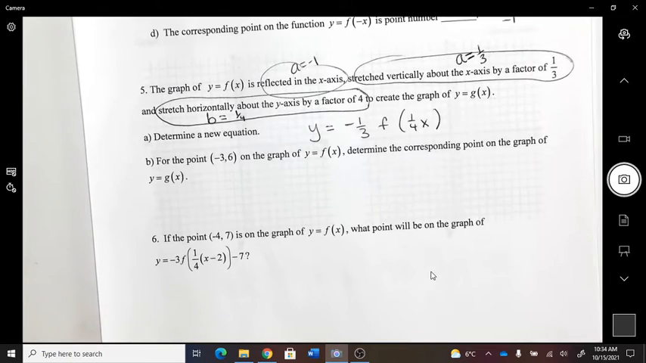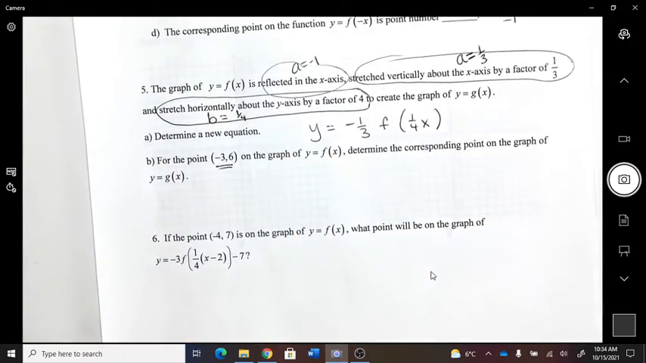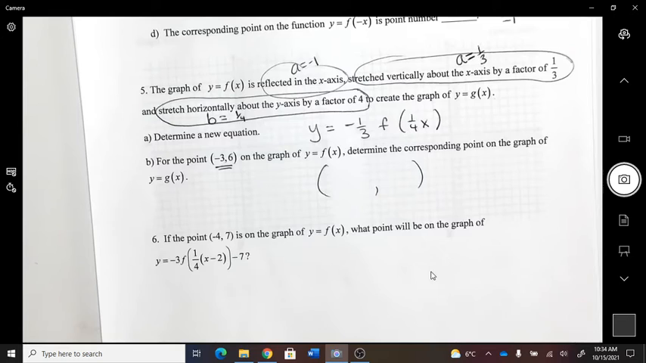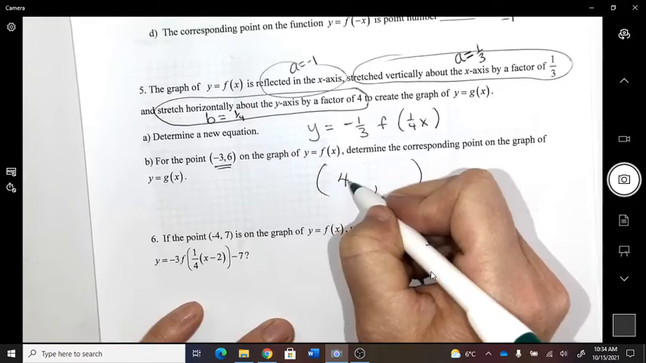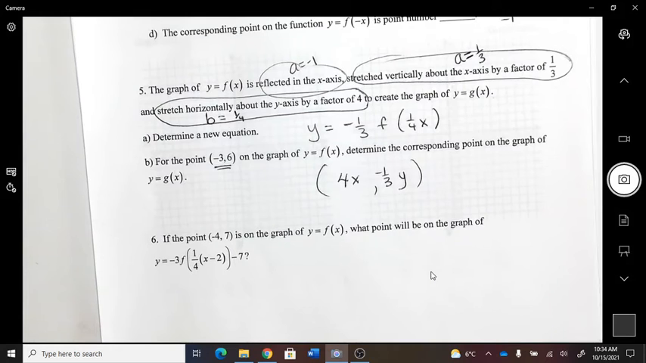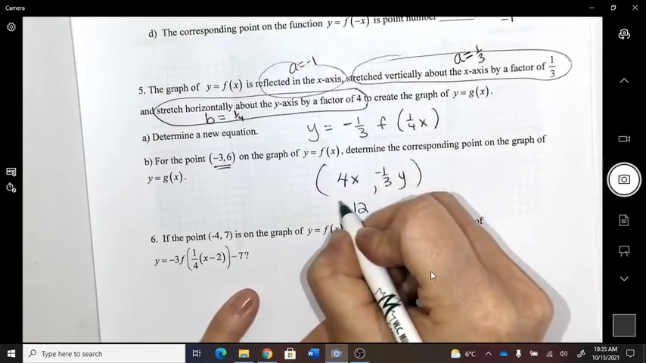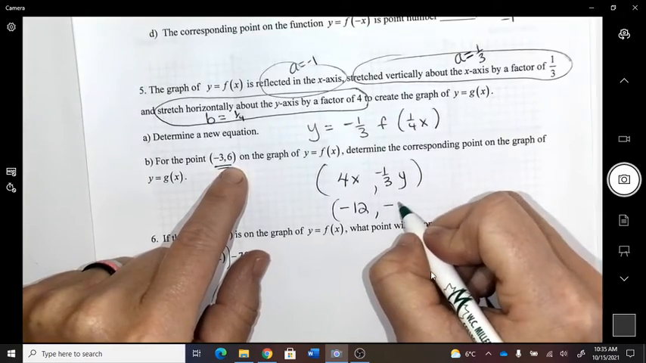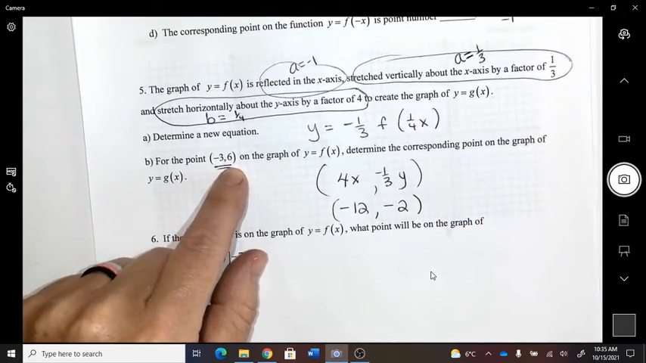Okay, we need this point to go where? So let's figure out how to write a math equation with just those numbers there. So your math equation should be 4x, right? Okay, so this is going to become -12. And then that is a -2.